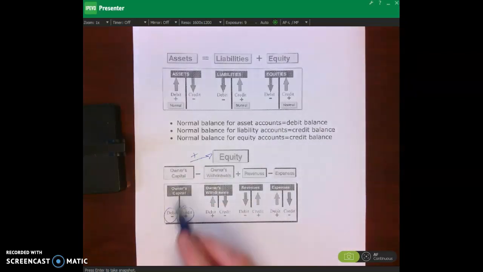Owner's capital, sorry. I meant owner's capital. How do I increase owner's capital? With a credit. How do I decrease owner's capital? With a debit. I think I was saying withdrawals. Sorry about that. I meant owner's capital. We'll look at owner's withdrawals now. I was looking at that one and talking about owner's capital.